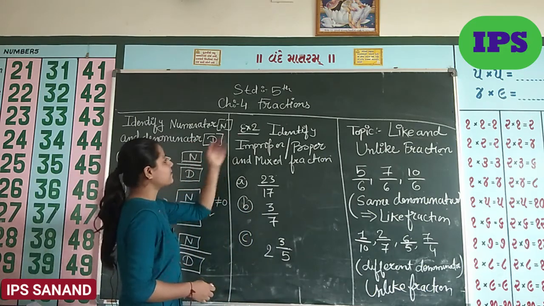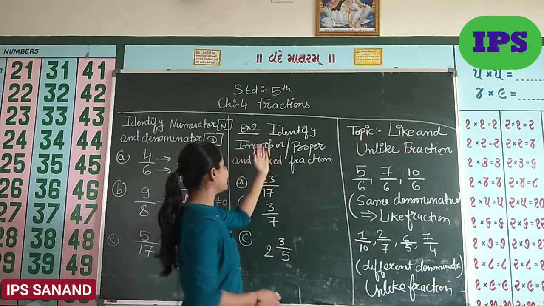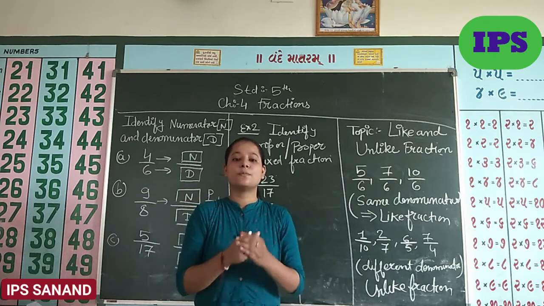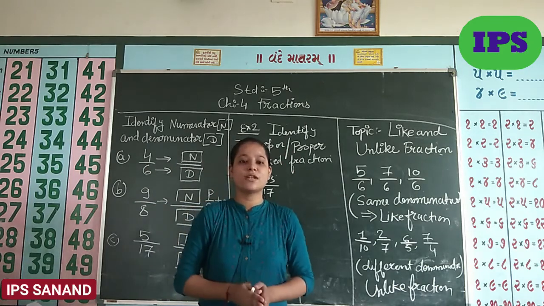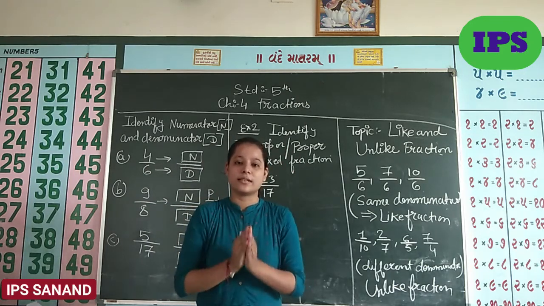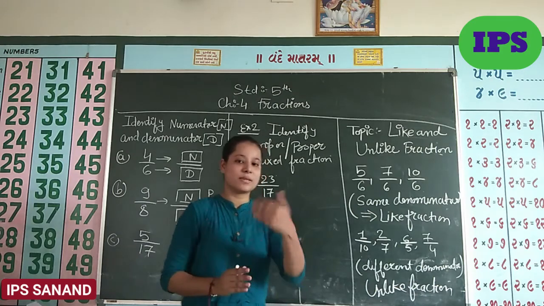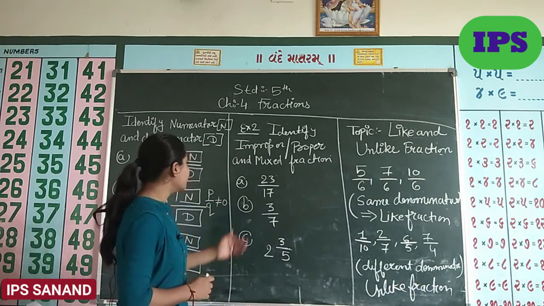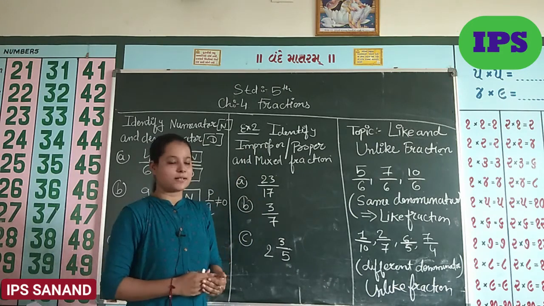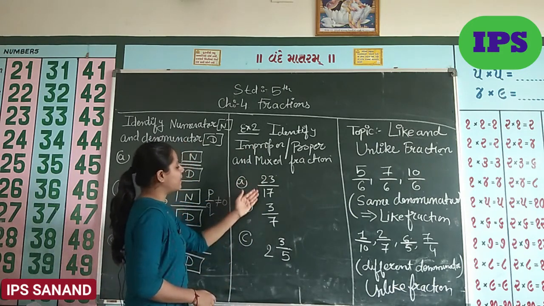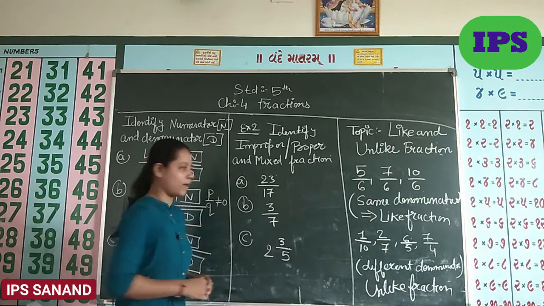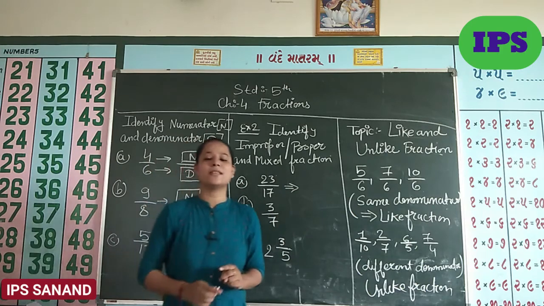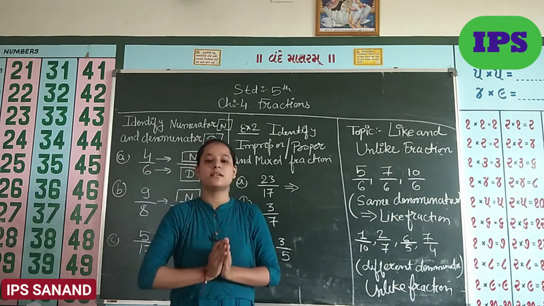Now exercise number 2. Identify improper, proper and mixed fraction. I will request students to please watch the previous video of the fraction chapter. In that video, I have told you the types of fractions we have. In this video, I'm going to take the exercise part. So 23 by 17. Here we have to go through 2 steps. Our first step is to look at numerator and denominator.